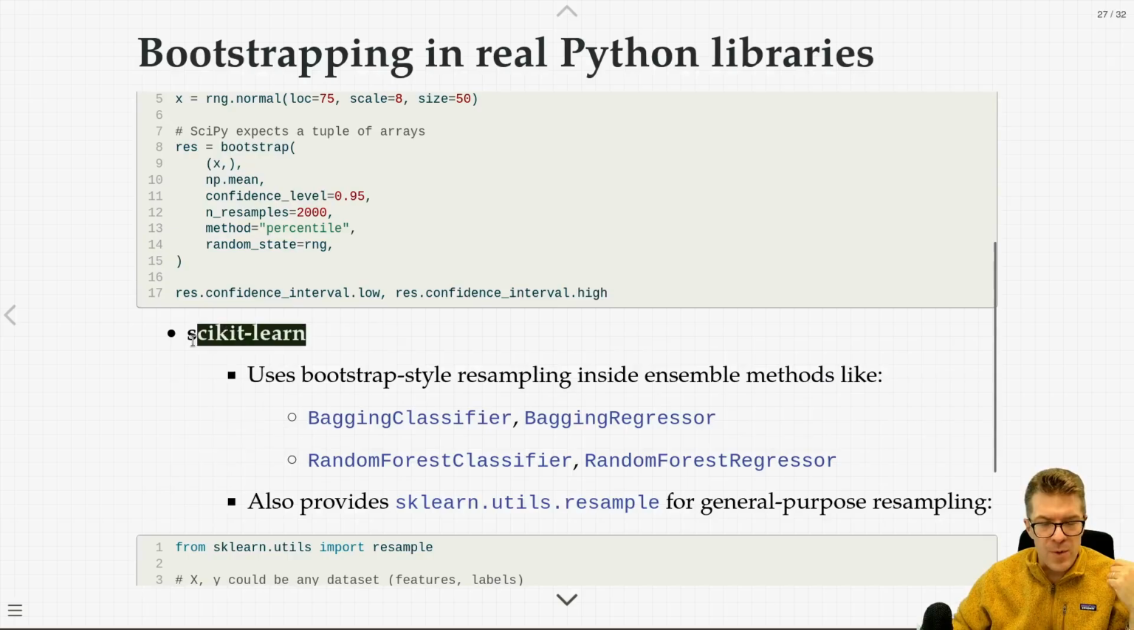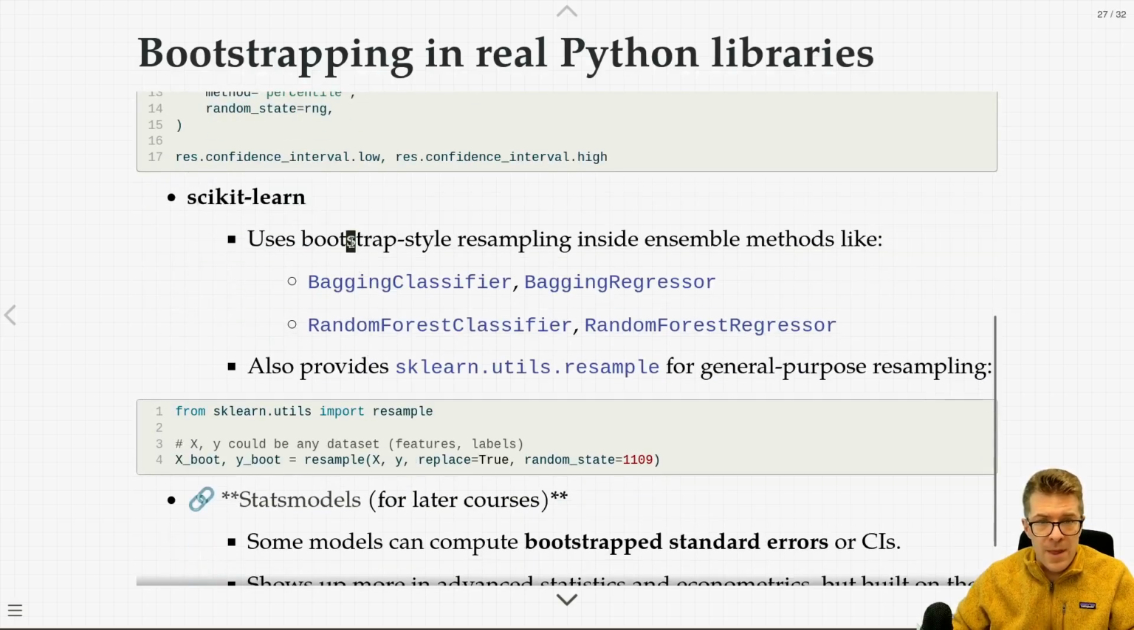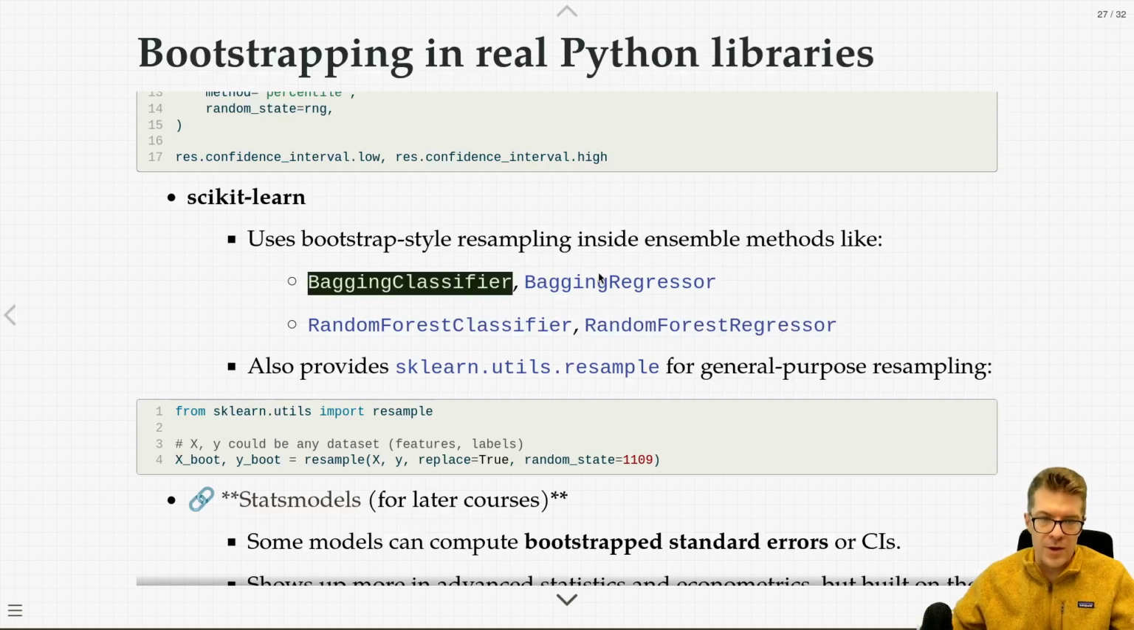Scikit-learn, which is one of the libraries we use as a kind of a gateway to machine learning, also implements a bootstrap style resampling inside what we call ensemble methods, which we ought to see later on in the course when we talk about machine learning. But there's bagging classifiers, bagging regressors, random forest classifiers, and random forest regressors. These are all going to be machine learning models, but they use under the hood something like bootstrapping in order to compute statistics in a robust, meaningful way. So the core concepts of this module apply to these classifiers when you get to machine learning.